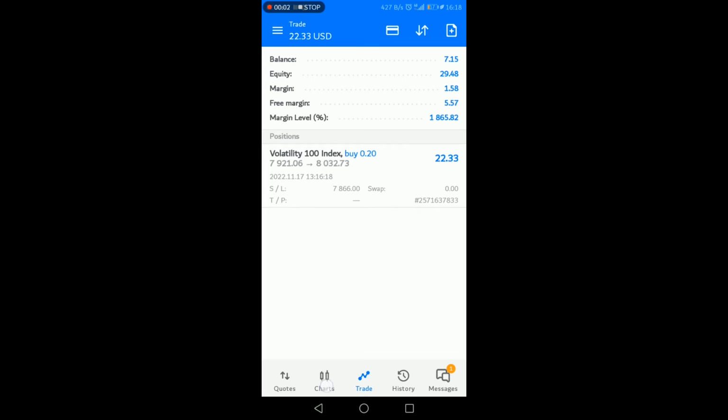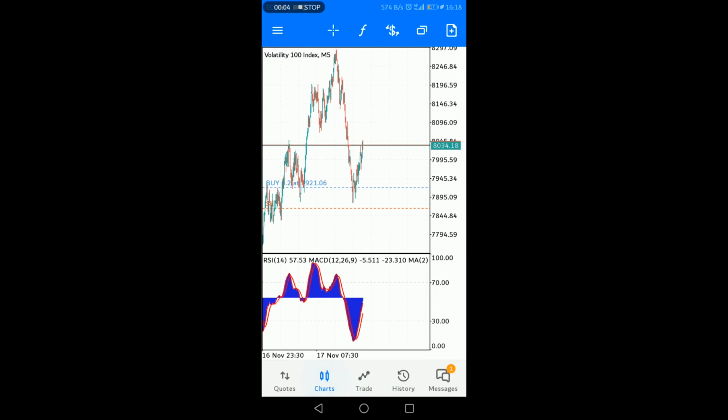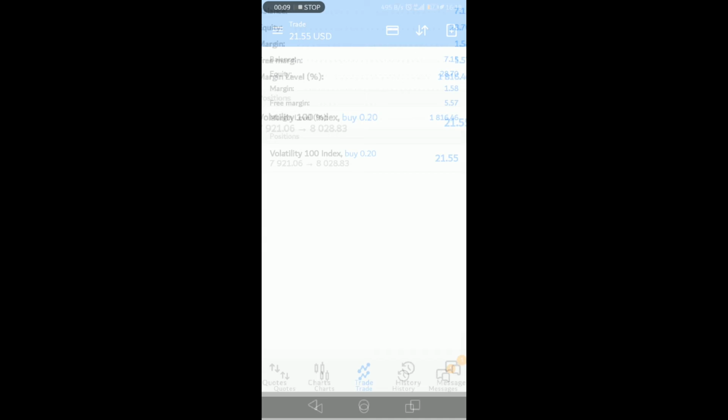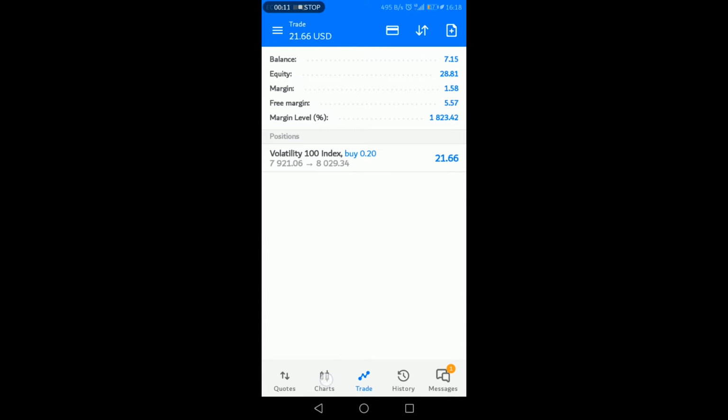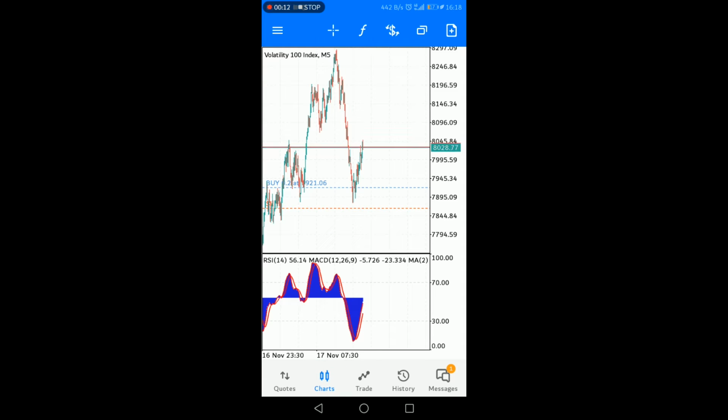So I recently shared this strategy with other members of the Trading with Tan Forex Mastering Bootcamp. With this strategy, we managed to place this trade and make $21 from a $7 account. So we managed to get a profit of $21 with this one trade.